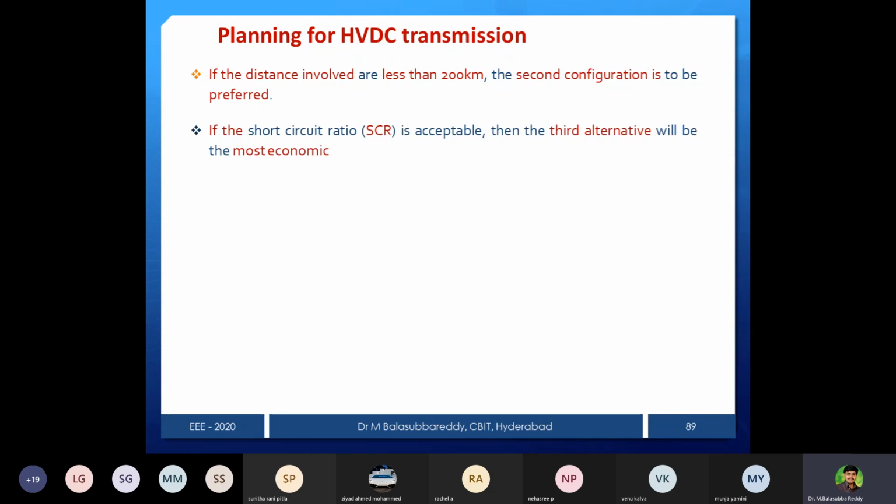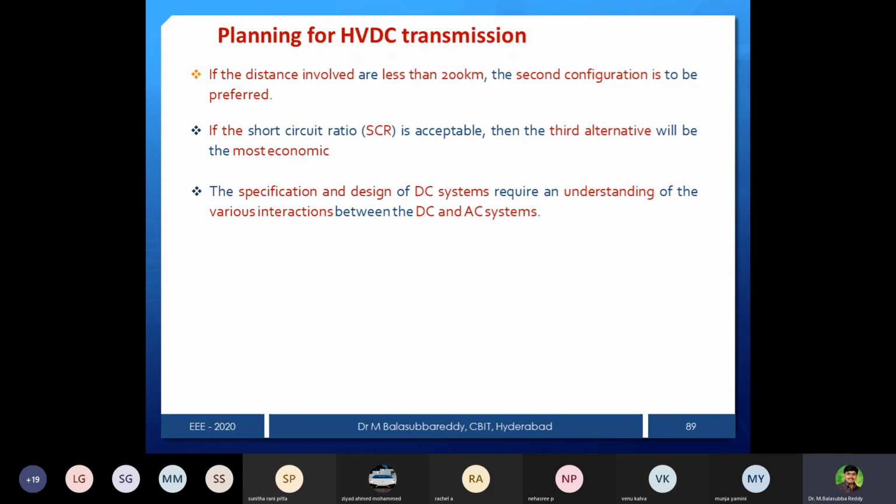And if the short circuit ratio is acceptable, then the third alternative will be the most economic. So here the short circuit problem also we need to calculate. Anyhow, it will come in another slide. The short circuit ratio greater than 3, let it be, that is a weak line, all these things, the problem. So we have to consider the short circuit ratio is within an acceptable range, at very low values, then you can see that the third configuration also we can use for the economic purpose.